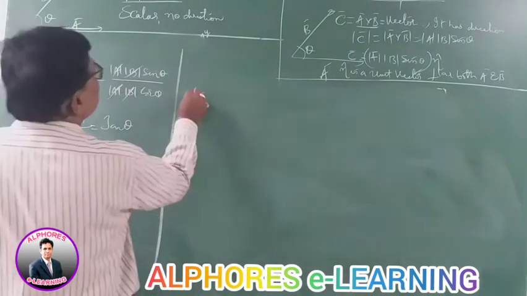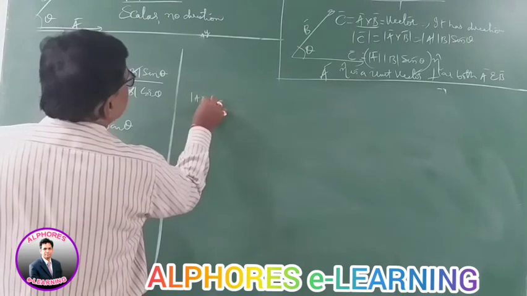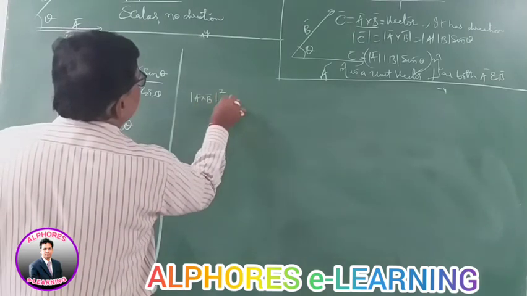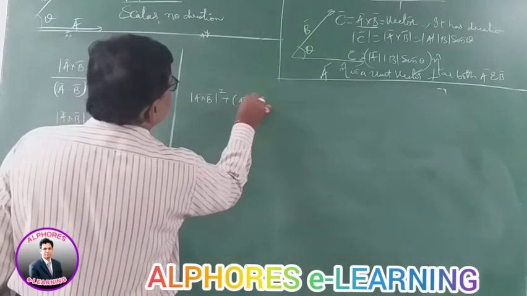Similarly, suppose he is asking what is mod A cross B whole square plus A dot B whole square.